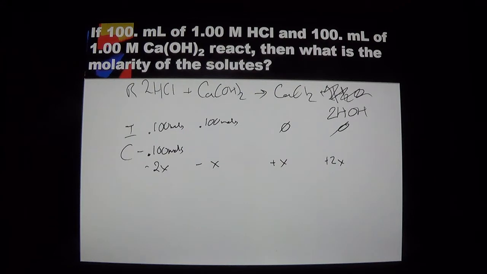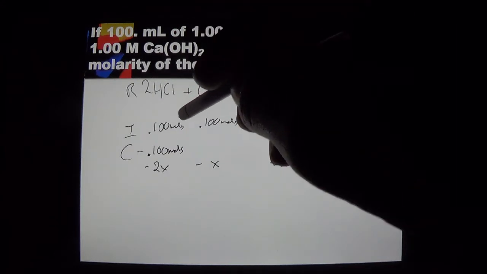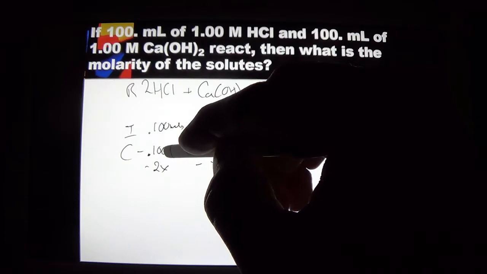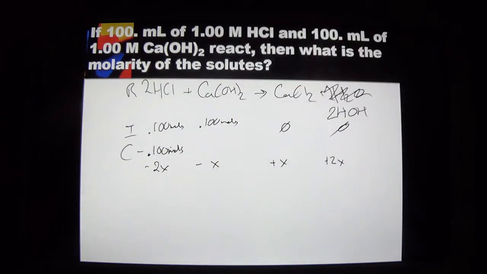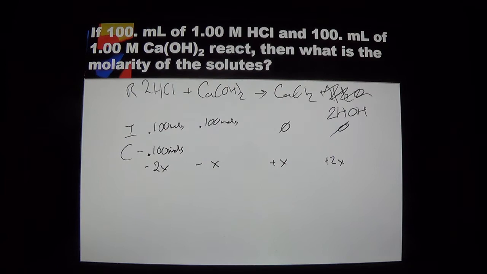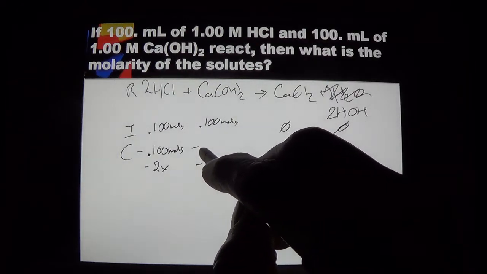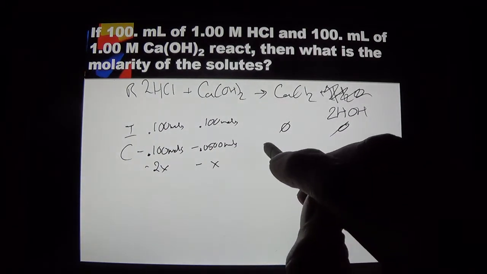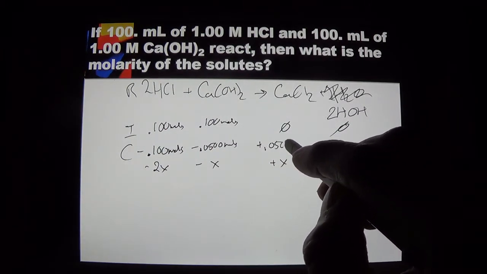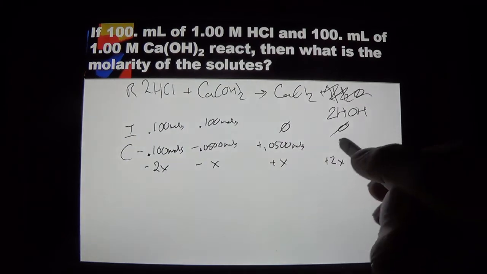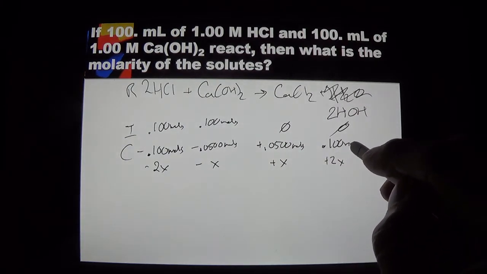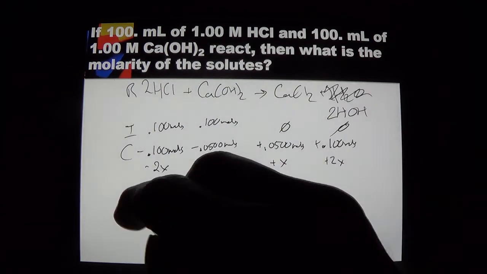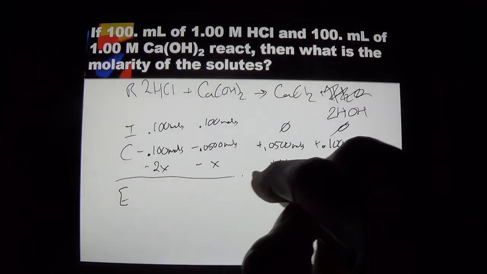Okay, so with that said, if I'm subtracting 2x there and 2x equals 0.100 moles, write this out on the margin if you need to. Negative 2x equals negative 0.100 moles, therefore x equals, and solve for x. But hopefully you can see in your head, I'm going to be subtracting 0.0500 moles for a single x, and adding 0.0500 moles for a single x, and adding 0.100 moles for a 2x. Okay, and then at the end.